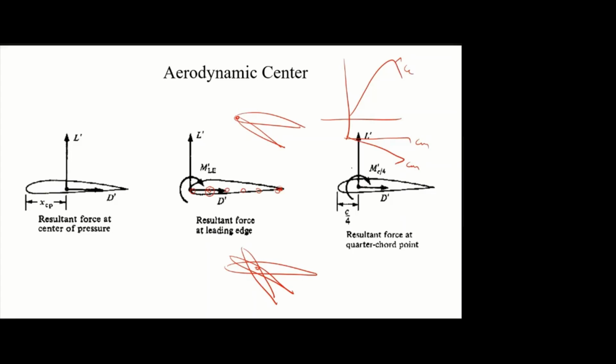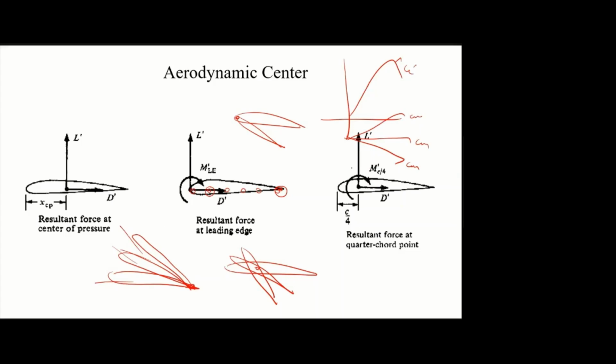Then, for example, I am holding at the trailing edge. 0 degree, 10 degree, 20 degree, like that, I am changing the angle of attack. Again, the CL curve will be the same. Only the CM curve will be varying.